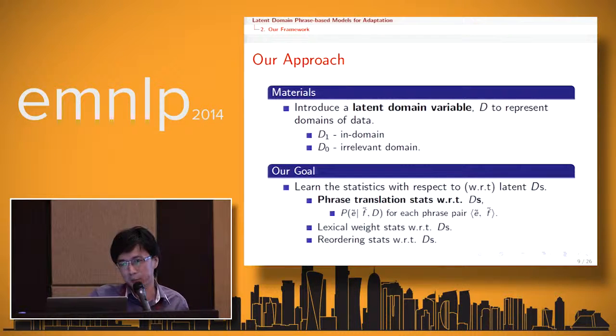In this work, we present how we can learn phrase transition statistics with respect to D. For example, for a phrase here, we learn P of phrase E given phrase F with respect to D. We can also learn the lexical weight statistics with respect to D and reordering statistics with respect to D. In this talk, I will present in detail how we can derive the phrase transition statistics with respect to D. For the lexical weight and reordering, you can find out in our paper.